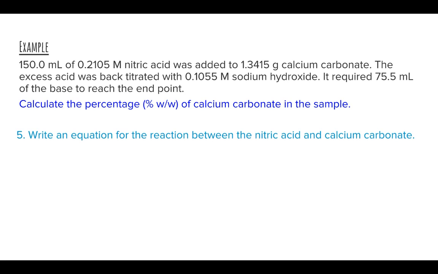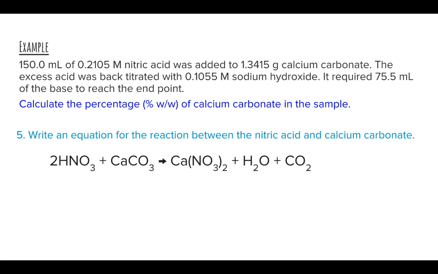Our fifth step then is to write an equation for the reaction between the nitric acid and the calcium carbonate. So we've got a nitric acid solution plus your calcium carbonate, which would be in solid form, gives us calcium nitrate aqueous, and our water, which would be in liquid form, and of course our carbon dioxide gas.